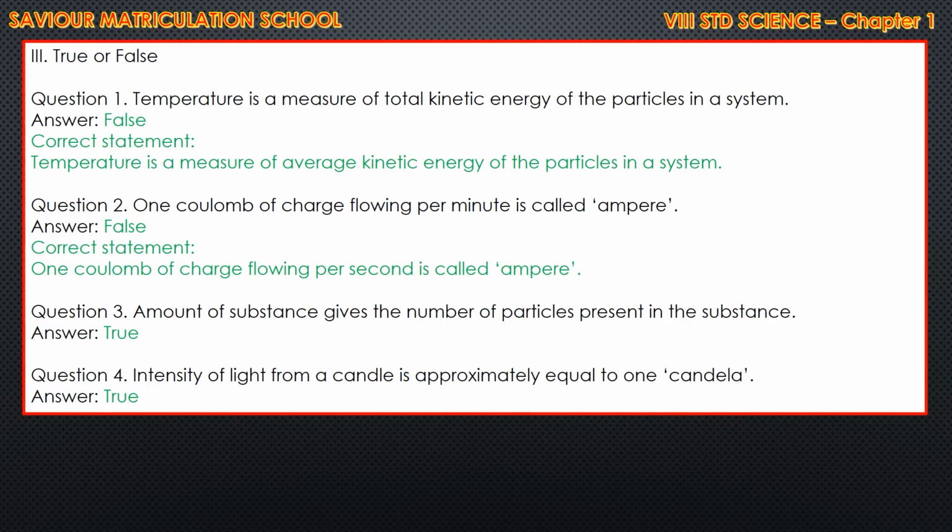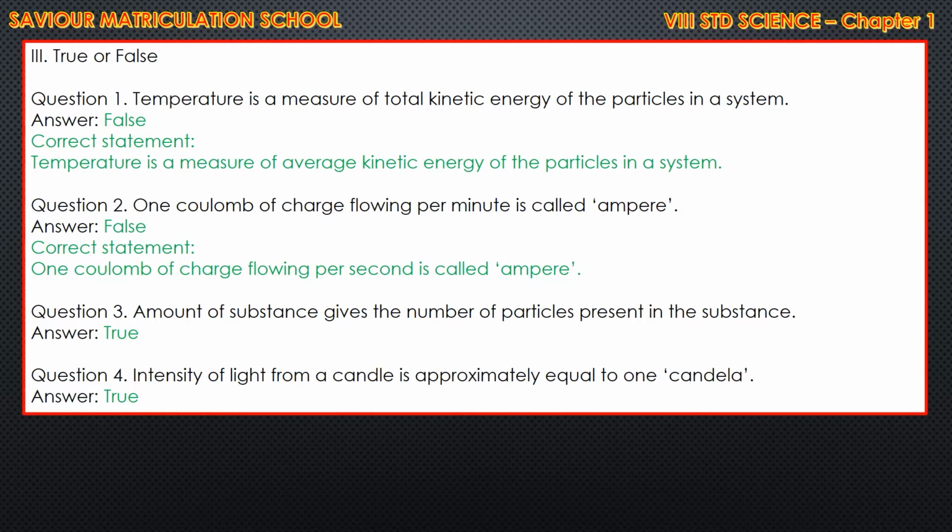Question you have to copy down. Question is in the book. What you have to write while writing answer? False. Correct statement as it is you have to give. Temperature is measure of. Instead of total what you have to write? Average. So learning is easy. This is very easy to learn. In the place of total you have to write average kinetic energy.